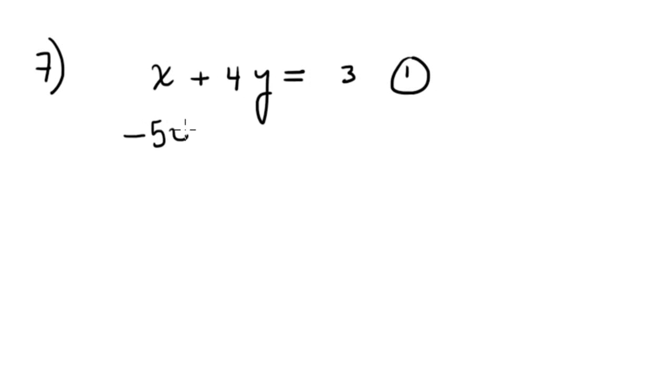Okay, question 7 is x plus 4y equal 3, equation 1, and negative 5x minus 20y equal negative 15, equation 2.